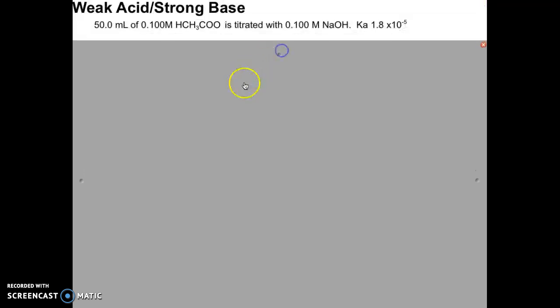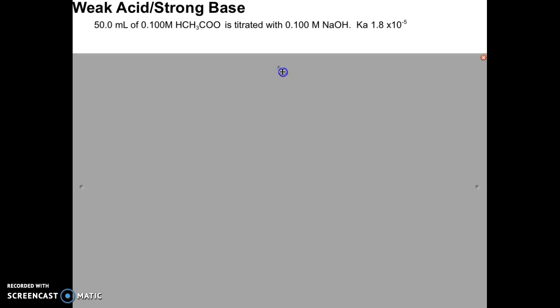So the case study that we're going to look at right now is we've got a weak acid and a strong base, and I've got 15 mL of 0.1 molar acetic acid, and I'm going to titrate with 0.1 molar sodium hydroxide. The Ka for the acetic acid is 1.8 times 10 to the negative 5. So I have that information as well.